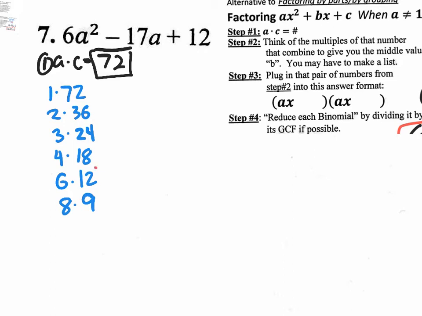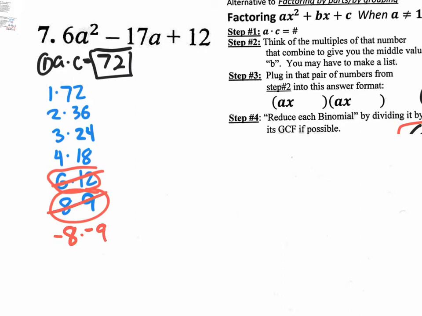If I combine these, no, that's 18. That didn't work. 8 and 9, right? But 8 and 9 gives you positive 17, and we need it to be a negative 17. So we have the right numbers, just the wrong signs. So change it to a negative 8 times negative 9, not positive 8 and positive 9. So these are the pair of numbers that we're going to plug into our answer format.